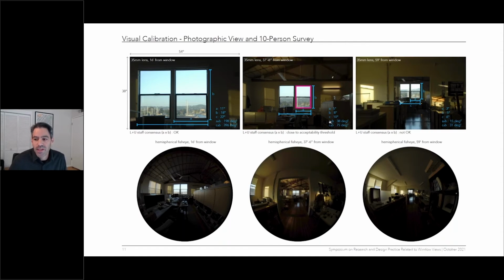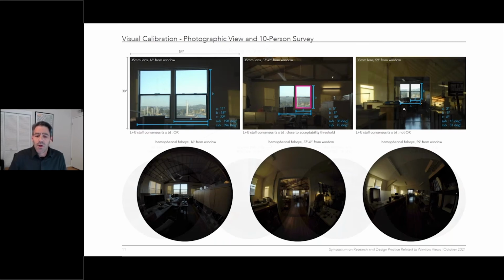At this point, the linear angle was 5 degrees, and the vertical was 8 degrees on this right-hand panel. So that would be 38 square degrees. That was just about the threshold where we thought it was acceptable. When we backed up even further, at 59 feet from the window, no one thought that this was acceptable. This was down at 15 square degrees and 31 square degrees. And so this is just one data point that we were using as a hypothesis.